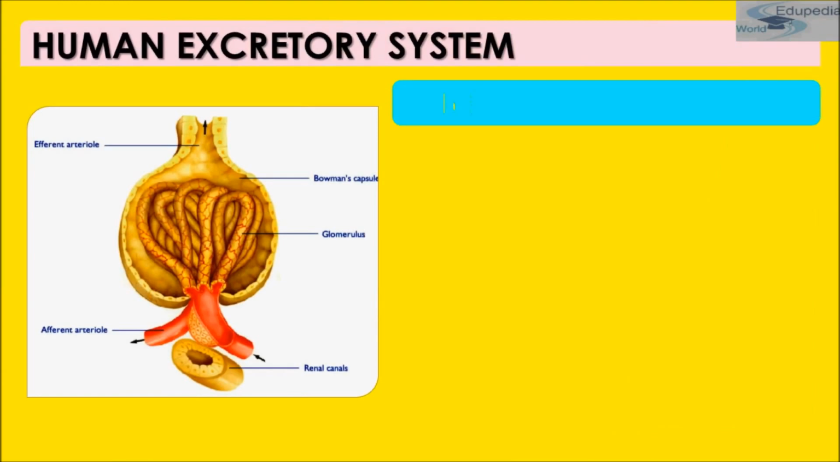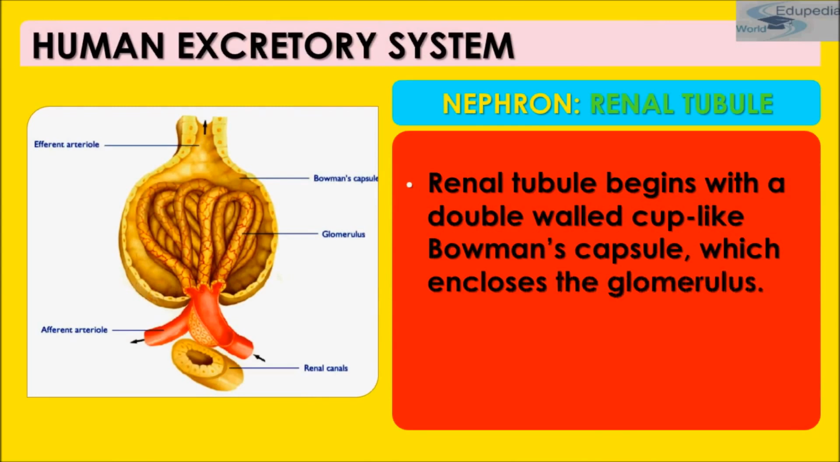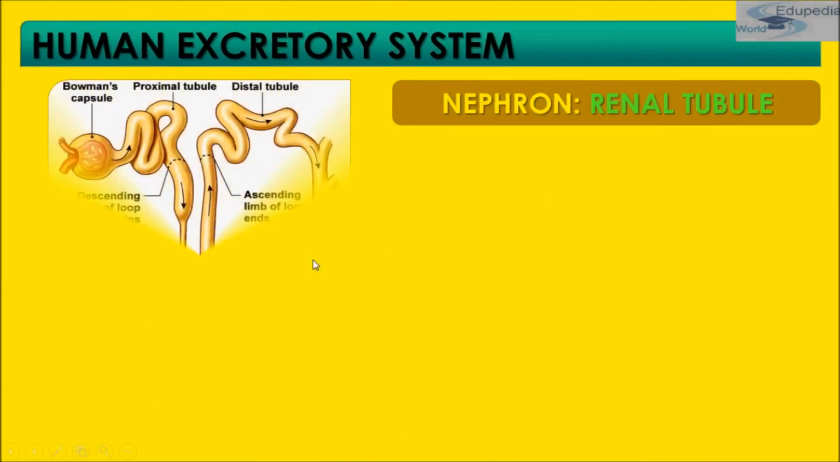Now comes the renal tubule. The renal tubule begins with the double-walled cup-like Bowman's capsule, which encloses the glomerulus, and so you can say that renal corpuscle. Renal corpuscle is what? It is glomerulus plus Bowman's capsule. I have written here wrong. It should be renal corpuscle and not renal tubule. Okay. So glomerulus and Bowman's capsule together form a Malpighian body, or it is also called renal corpuscle. Don't get confused with both the names.